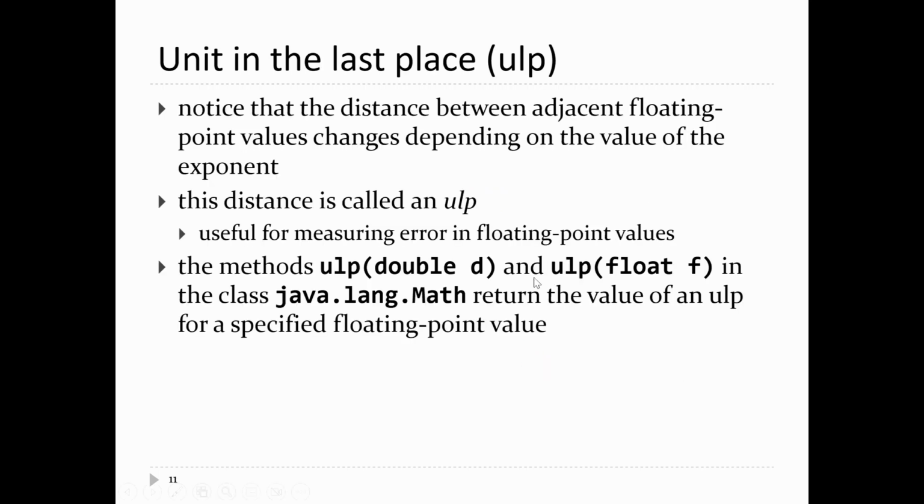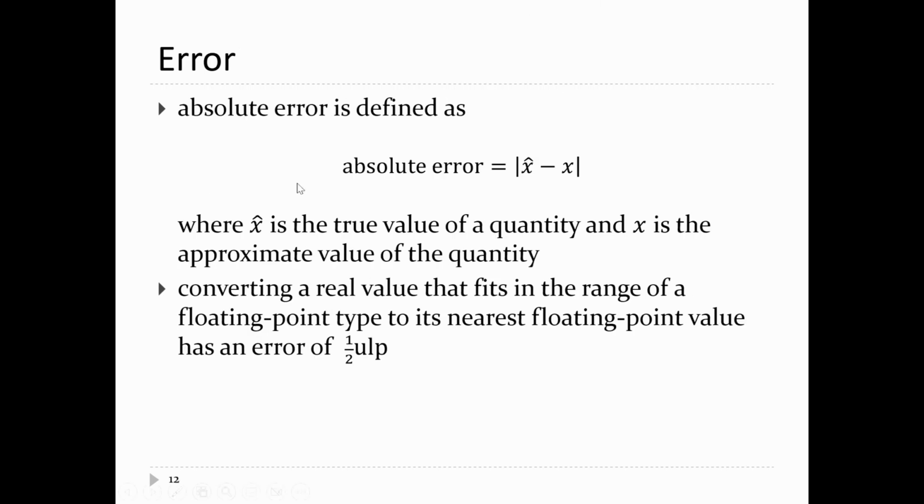If for some reason you actually need to know what an ULP is for a double or a float value, you can ask the math method. So math.ulp, and then pass in the floating point number, and you can find out the value of an ULP for that floating point number. Okay, any questions so far?